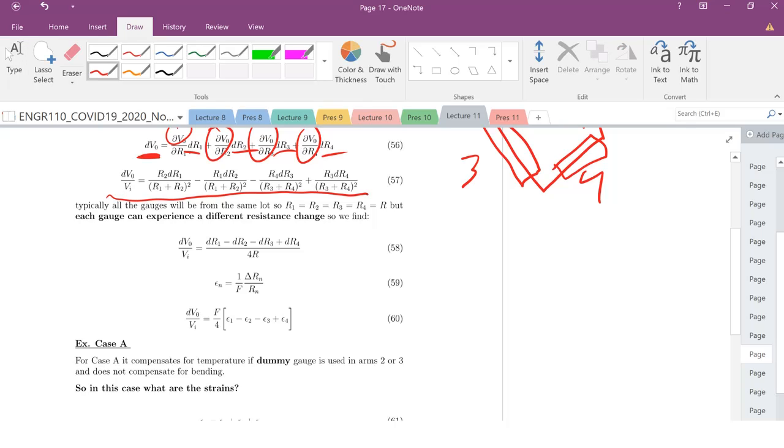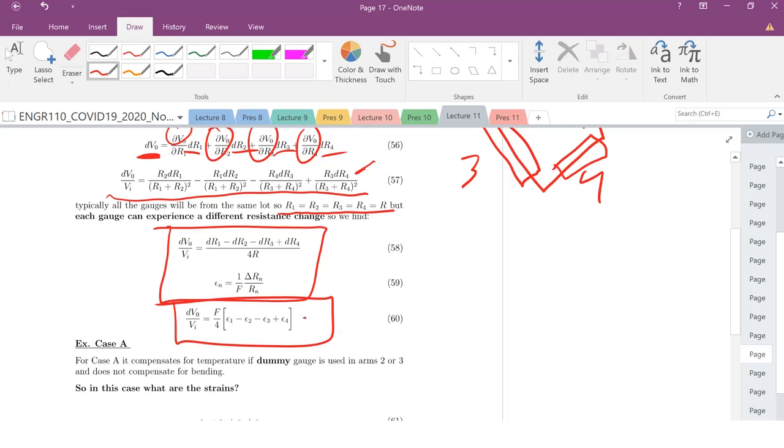What we end up with, again assuming that we have initial equal resistances, which is our requirement for balance here, is this: once you rearrange and substitute this in for the expression up here, you'll find a really nice expression that we're going to use for the remainder of this course. Your change in output voltage is going to be over your excitation voltage. So this is your output versus your excitation.